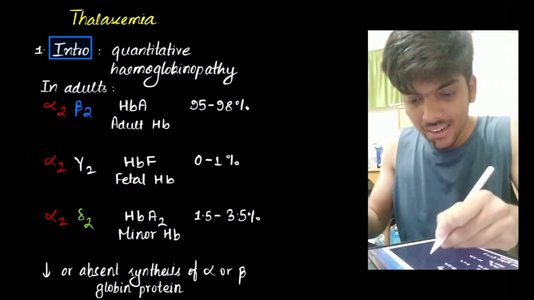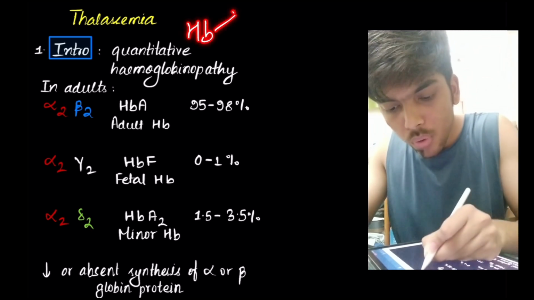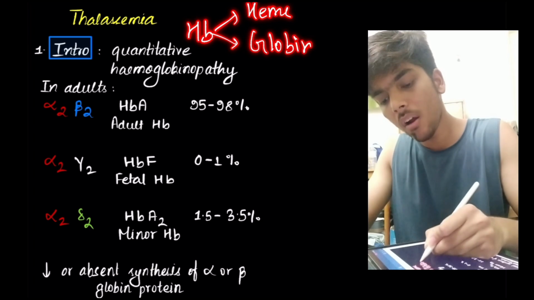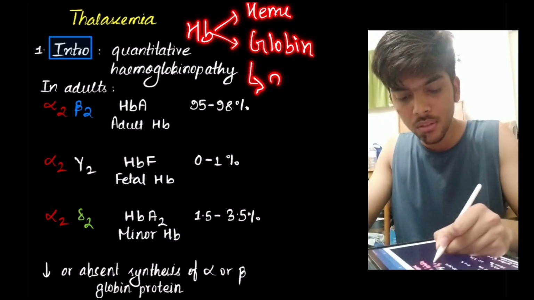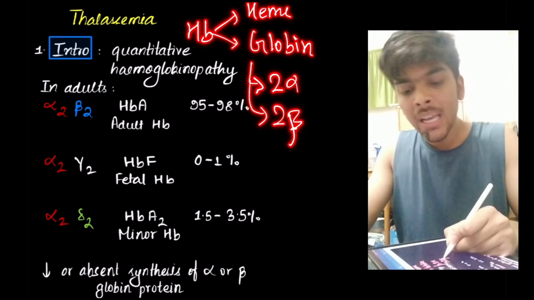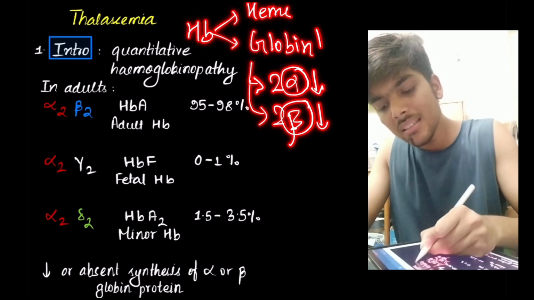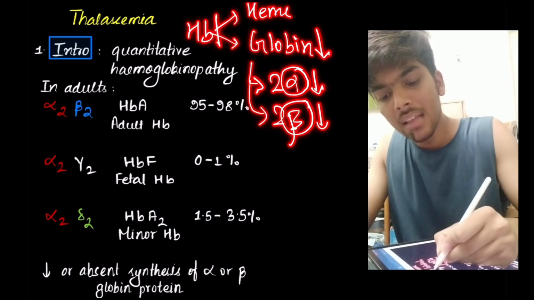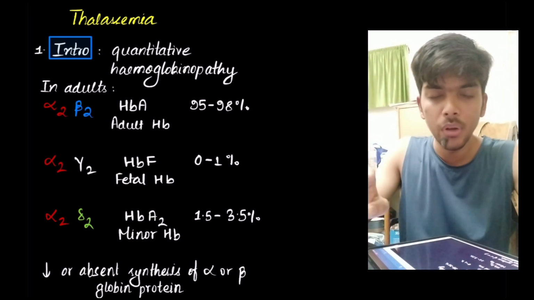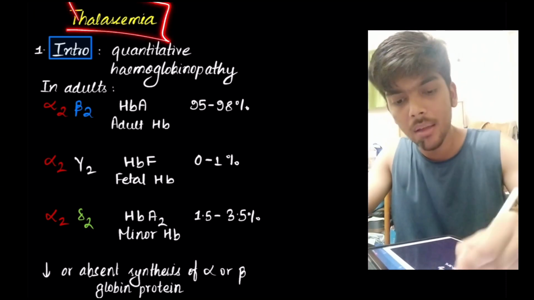So inside the RBC, there's your hemoglobin. Hemoglobin is composed of heme and globin chains. There are altogether 4 globin chains, 2 alpha and most of the time 2 beta. If the synthesis of these chains is reduced, then the synthesis of globin is reduced and the synthesis of hemoglobin is reduced. This is how quantitative hemoglobinopathy occurs. And the example of it is thalassemia.